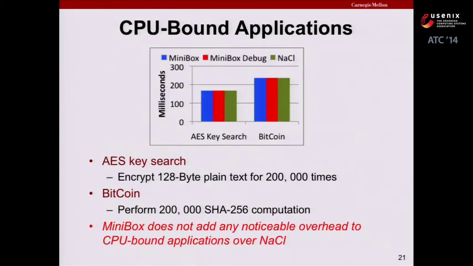We also evaluate MiniBox with CPU-bound applications, which are the AES key search application and Bitcoin. We ported the open source implementation of Bitcoin onto MiniBox. The AES key search encrypts a 128 byte plain text 200,000 times, and Bitcoin performs 200,000 hash computations. The measurement results show that MiniBox doesn't add any noticeable overhead to CPU-bound applications.